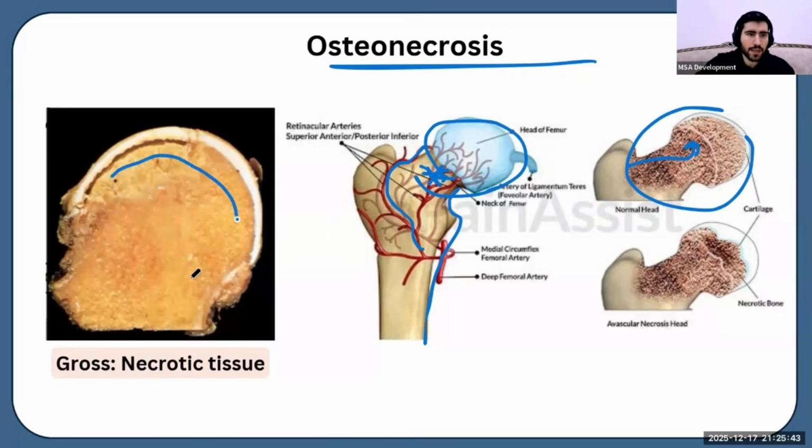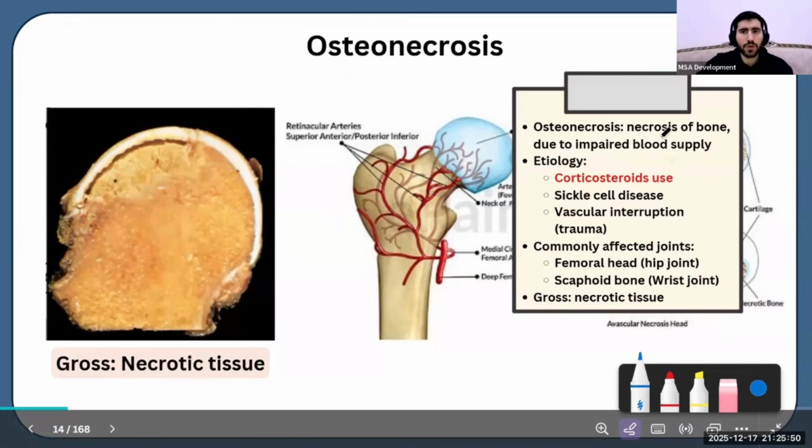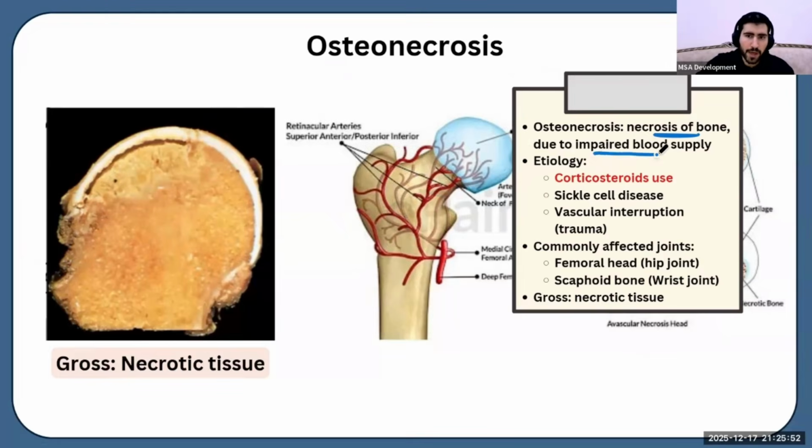Okay, so as you can see here, this is the normal bone. However, here we have a necrotic area. This is necrotic tissue for osteonecrosis. So osteonecrosis is necrosis of the bone due to impaired blood supply.